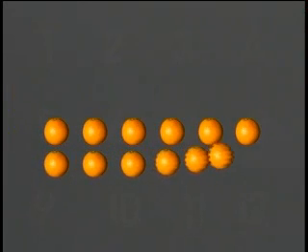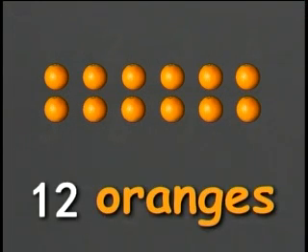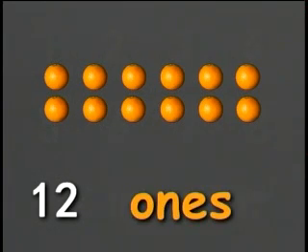Here are some oranges. Can you help me find the total? Let's start counting. That's 1, 2, 3, 4, 5, 6, 7, 8, 9, 10, 11, 12. There are 12 oranges. We can also call the number 12 as 12 ones.